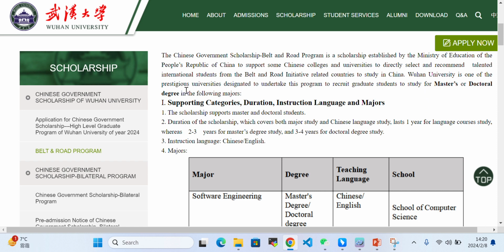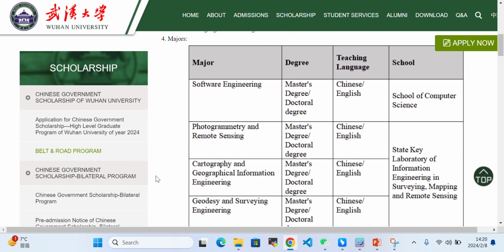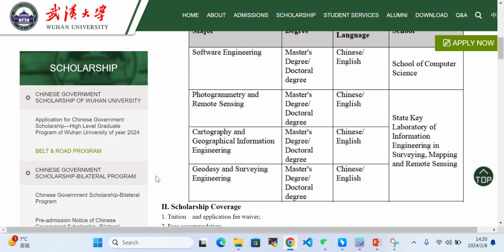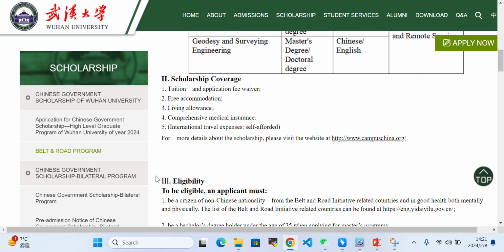Wuhan University is one of the prestigious universities designated to undertake this program to recruit graduate students to study for master's and doctoral degrees in the following majors. So if you want to pursue your master's or PhD degree, then you can apply in these majors at Wuhan University for CSC scholarship. Software engineering, photogrammetry and remote sensing, and all these majors.